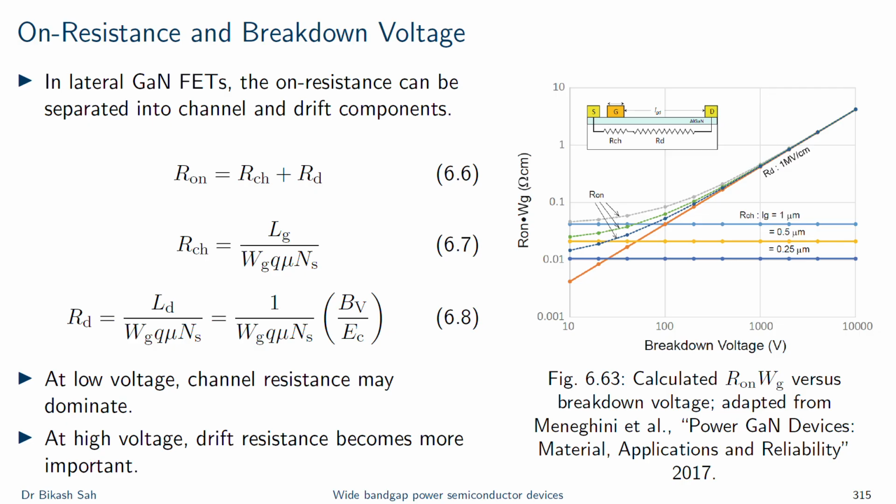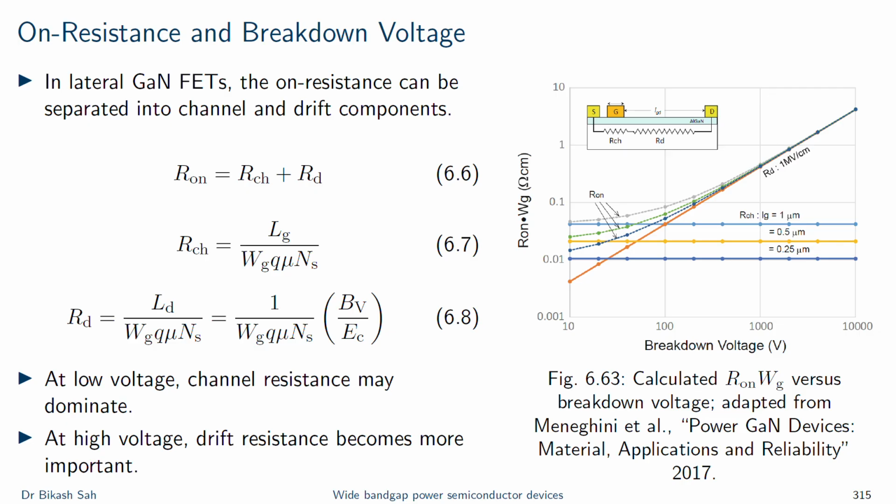For a designer, this means that no single GaN device geometry is optimal for all voltage classes. So low voltage, high frequency devices may be optimized around capacitance and channel resistance, whereas high voltage devices must manage electric field distribution and drift region resistance.